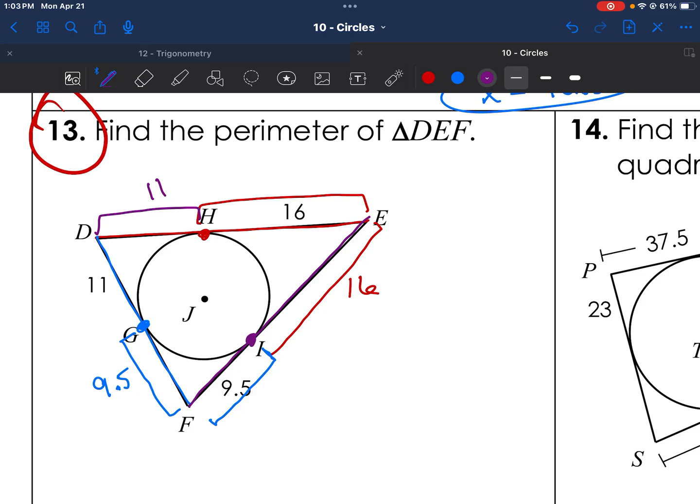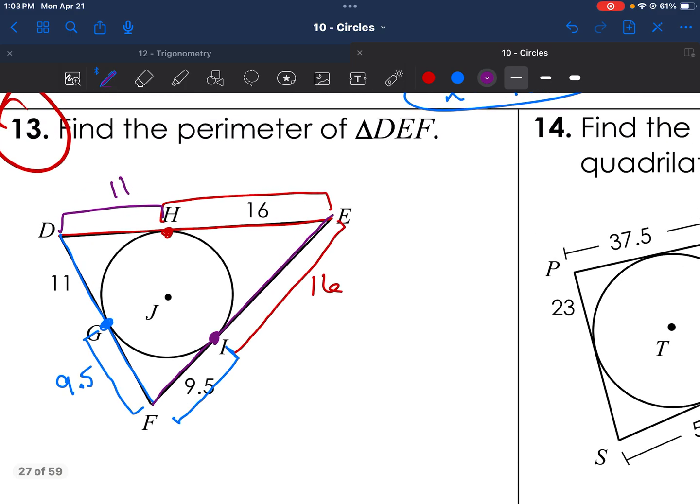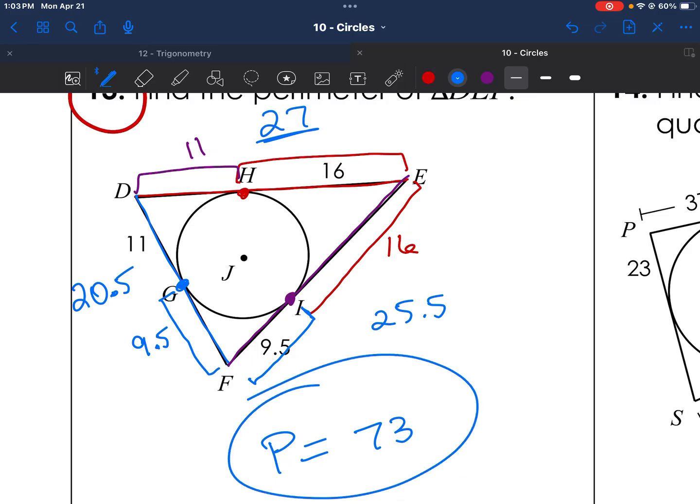So if I want to figure out the perimeter of this, I'm going to add up all of my side lengths. Well, I have that the top side, DE, is 27. FE is going to wind up being 25.5. DF is going to be 20.5. So perimeter, we just add them all up, and we should get a perimeter of 73.